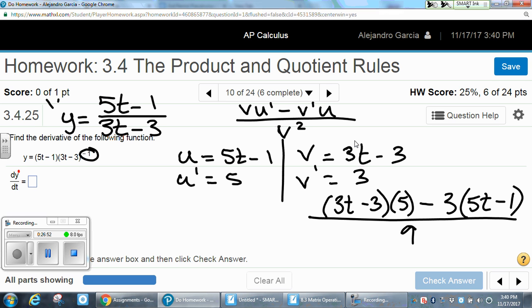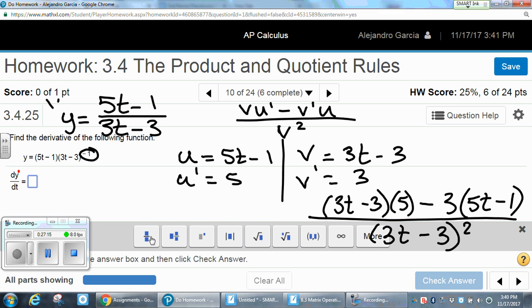3. Oh, no, I'm sorry, not v prime. So it's actually the 3t minus 3 squared. You have to distribute two. Say that again? You have to distribute two. Let's try it like that. So you do it wrong. Because I don't see anything that says distribute. And actually, on the AP exam, you don't have to distribute.